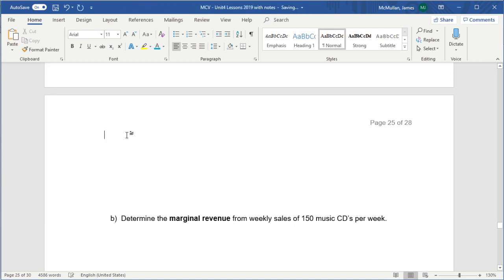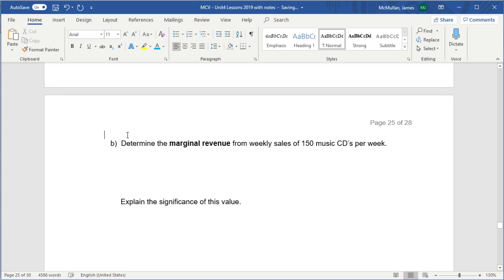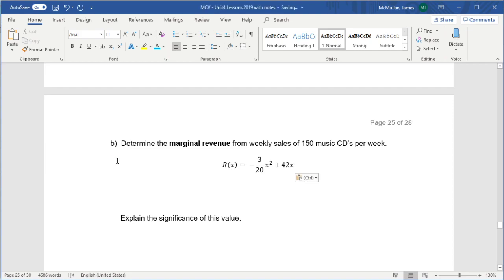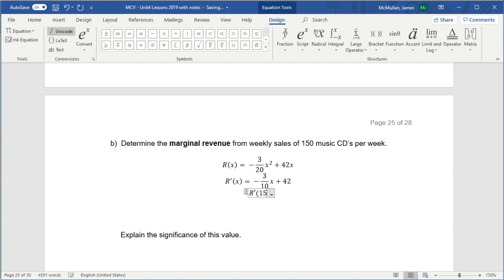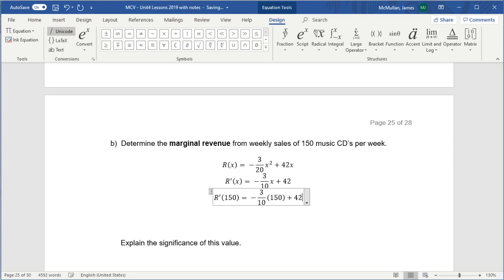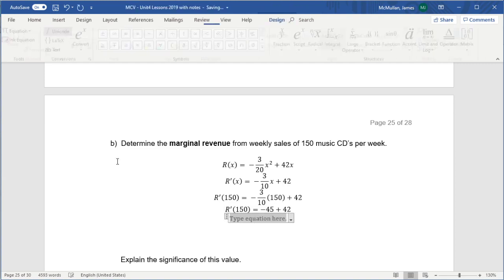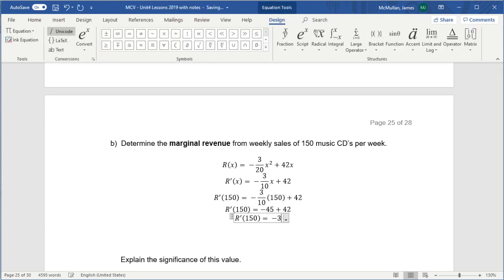Now it says determine the marginal revenue if you sell 150 CDs per week. Okay, so let's write our revenue function again. Our marginal revenue function is to just take this and do the derivative. So we get negative 3 over 10 instead of 3 over 20 because the 2 comes down in front, plus 42. R prime of 150 is therefore equal to negative 3 over 10 times 150 plus 42. R prime of 150 equals negative 45 plus 42, because it would be 15 times 3. And then R prime of 150 is equal to negative 3.